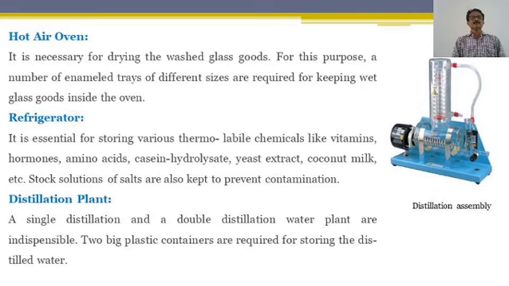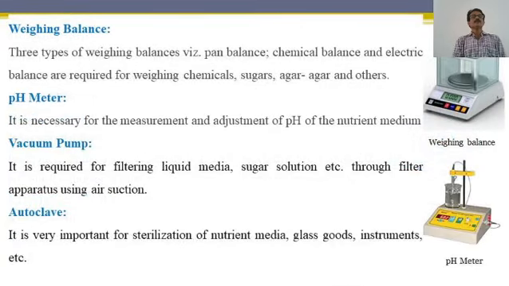Then you require a distilled water plant assembly, because you need a lot of distilled water or deionized water. So here I have kept one distilled water assembly. Then you require the weighing balance, because every chemical which you require for media preparation has to be weighed very precisely, and that's why you need to have a digital balance.